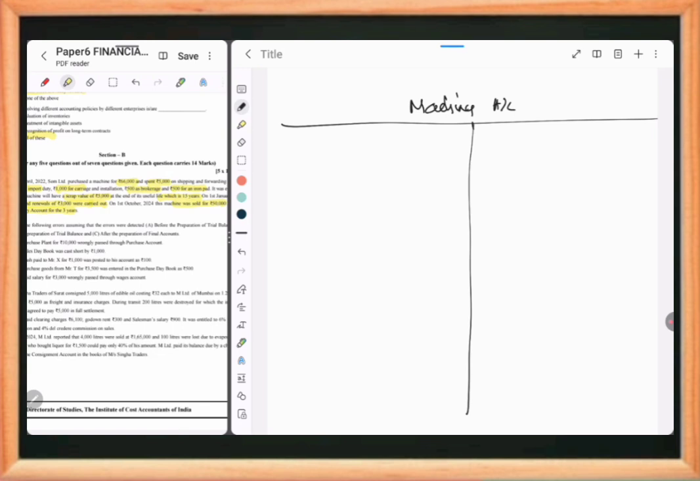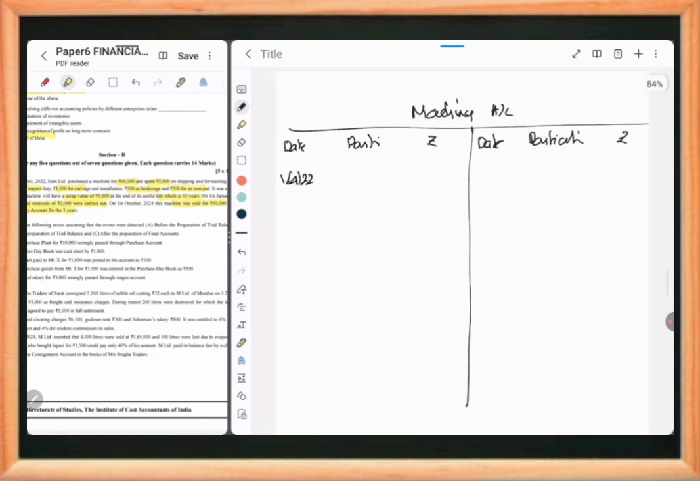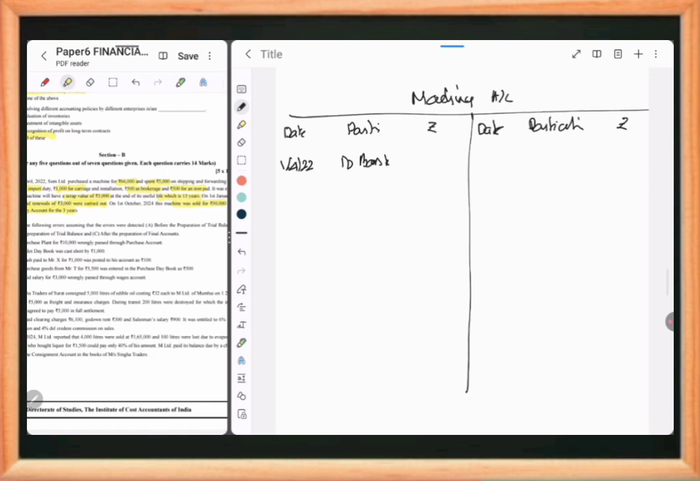So in the machinery account, date, particulars, amount, date, particulars, amount. So on 1/4/2022 we purchased, so to bank, we have to mention, how much? The actual cost is 66,000.